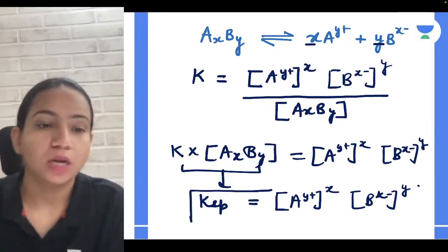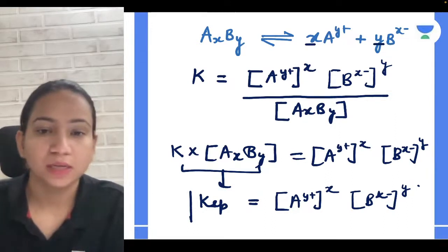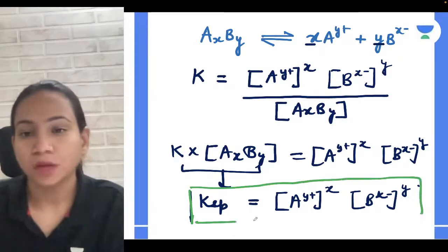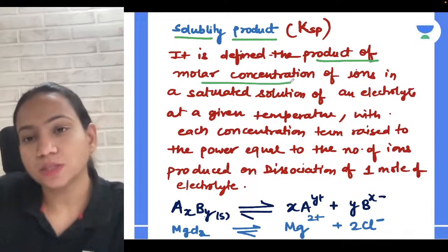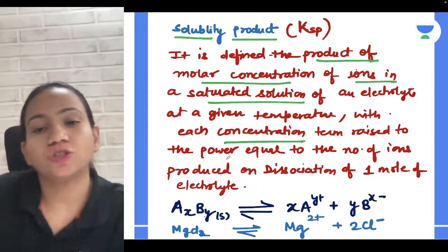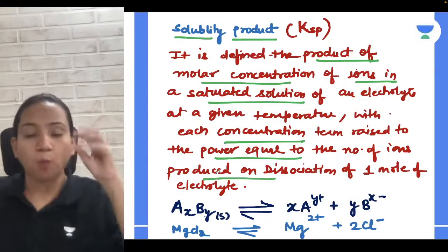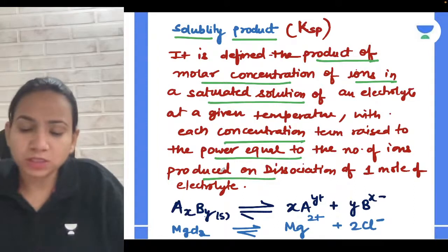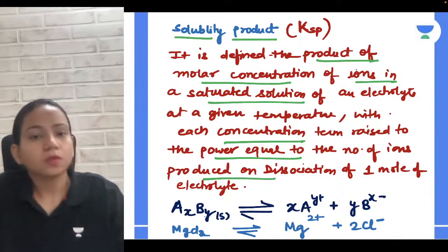Let's go to the definition and you will be able to relate better. What it says is that it is defined as the product of molar concentration of ions in a saturated electrolyte at a given temperature, with each concentration term raised to the power equal to the number of ions produced on dissociation of 1 mole of electrolyte. So that's what you can understand. It's very simple. For any salt, if given, you can find it out.